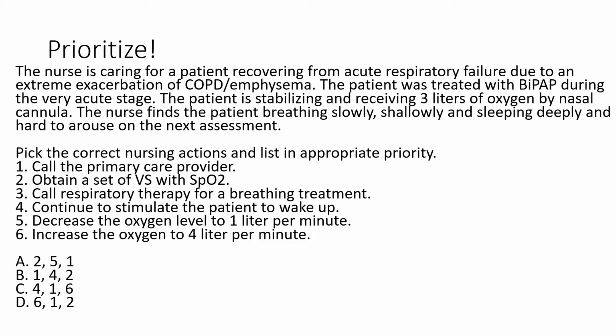So A says we're going to obtain a set of vitals, we're going to decrease the oxygen, and we're going to call the primary care provider. Does everybody agree with that? So the rationale: the nurse should quickly obtain a set of vital signs and decrease the oxygen level. We check the vital signs to make sure we know what's going on, right? Then we need to call the provider because we know that these are signs and symptoms of oxygen toxicity. There's a potential for it, so we need to prioritize as if that is a possibility.